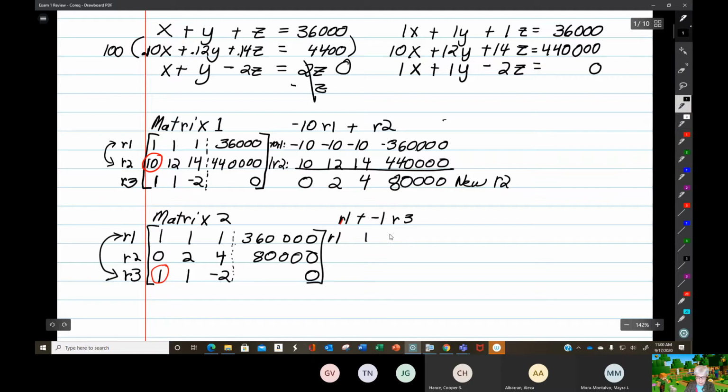Okay, that'll be 1, 1, 1, 360,000? No, I am glad I looked at that. It was temporarily 360,000 here, actually negative 360,000. But we go back to the original line 1, that's 36,000, not 360,000. Okay, phew, that's good.